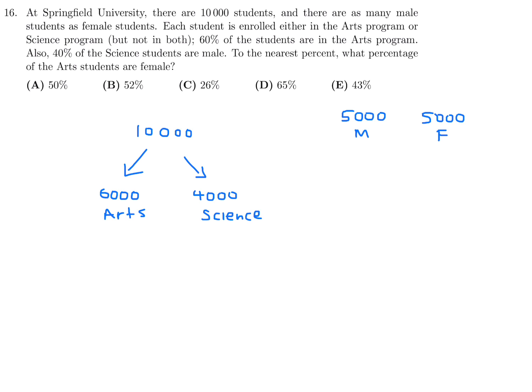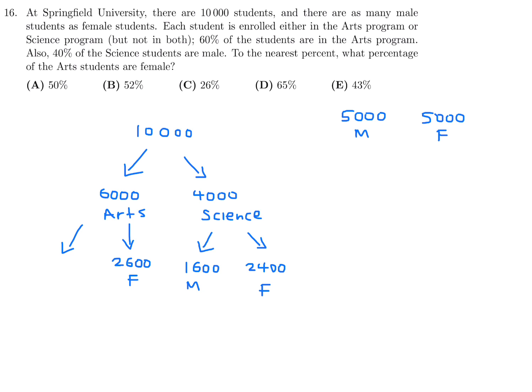The next piece of information they give me is that 40% of the science students are male. So 40% of 4,000 is 1,600, and those are the male students. And then the remaining science students, which is 2,400, must be female. Well, we know that the total number of female students at Springfield University is 5,000. So since 2,400 of them are over there, 2,600 of them must be over here in the arts program.